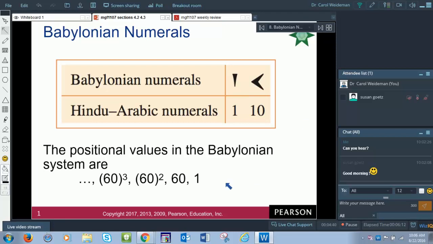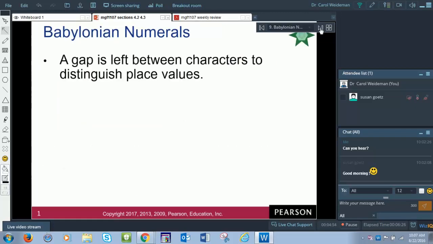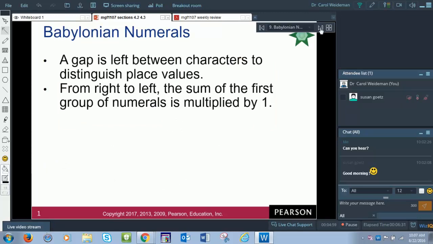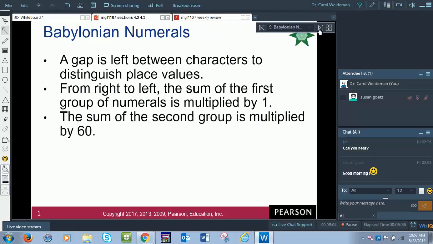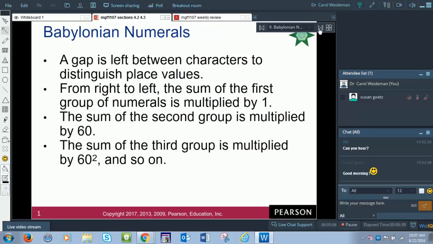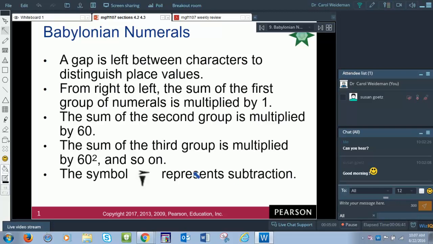And the positional values in the system are 1, 60, 60 squared, 60 cubed, etc. Okay, so instead of 10 and 10 squared and 10 cubed, we're going to go with a base of 60 in the Babylonian system. And a gap is left to distinguish between the place values. From right to left, the sum of the first group of numbers is multiplied by 1, just like we saw in our system, and then the next group is multiplied by 60 and by 60 squared and so forth. And this symbol, this is an important one to remember. This tells you you're going to subtract whatever follows it from the number before it.